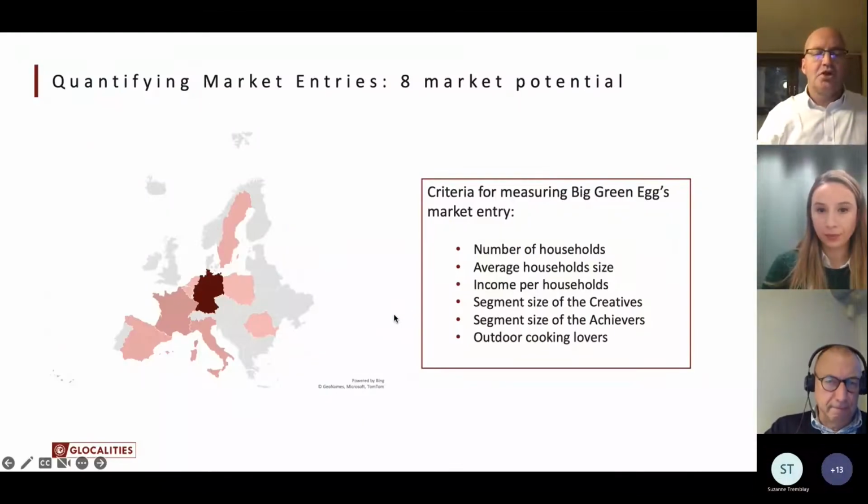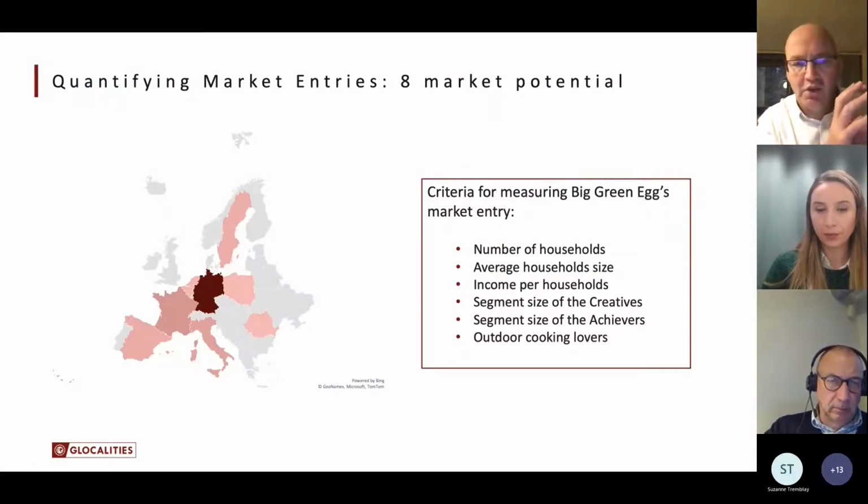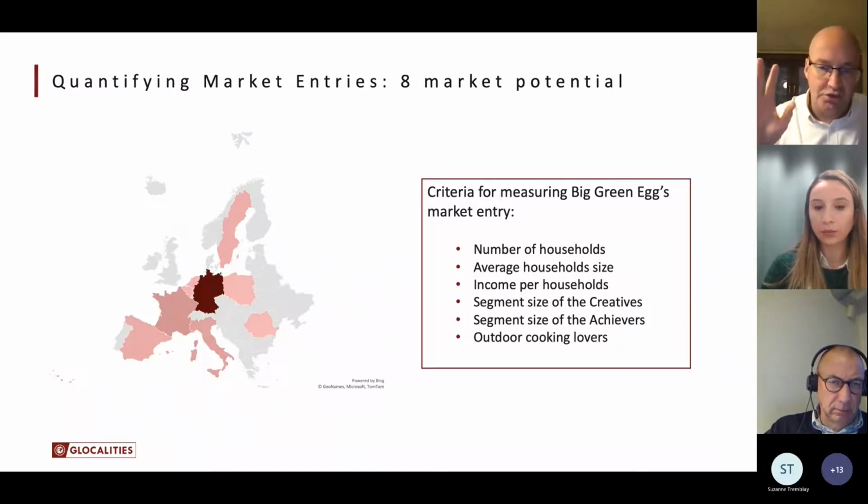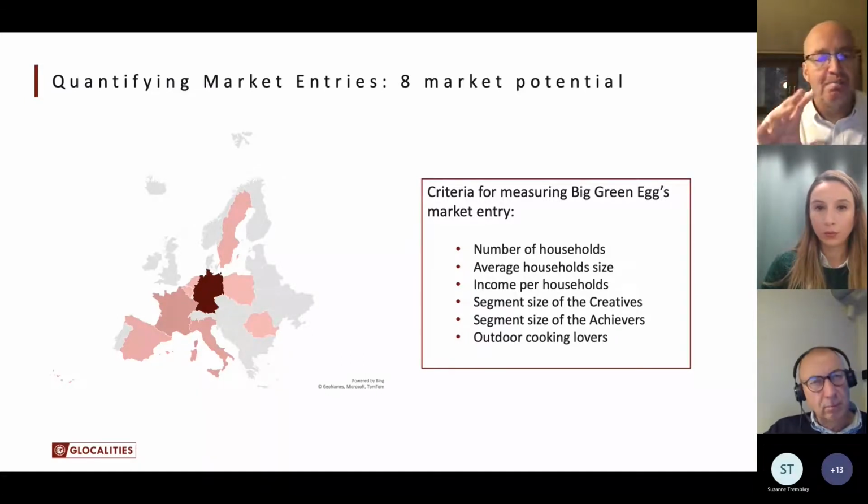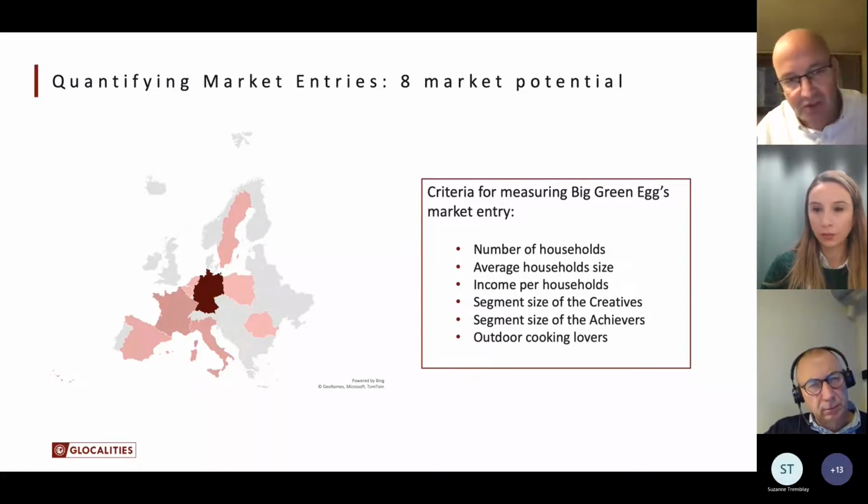Yeah. So this is on one hand how we built the communications. On the other hand, we prioritized the markets. So very numerically, we looked at the number of households, which is easy. The average size of the household, which is easy. Income per household, which is easy. But here it becomes more difficult. How large are the creatives in each market? How large are the achievers in each market? How many outdoor cooking lovers, barbecue fans do we have in each market?